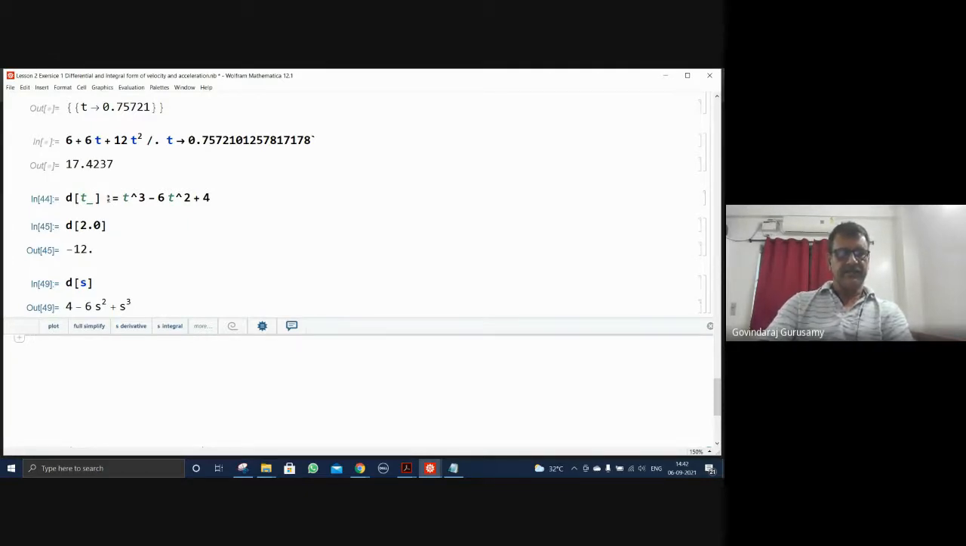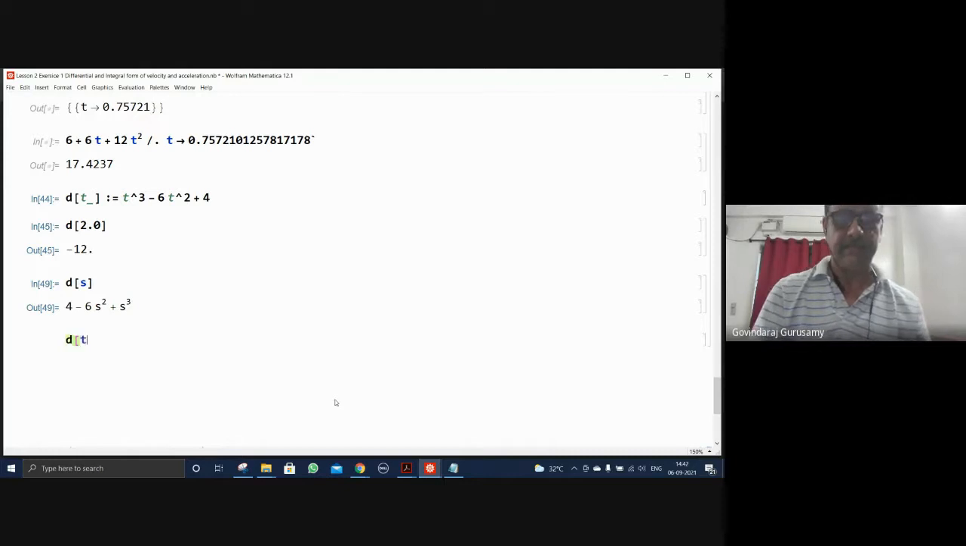The second part is the delayed definition. For example, let me write d of t underscore equal to, without the semicolon, and just adding this.